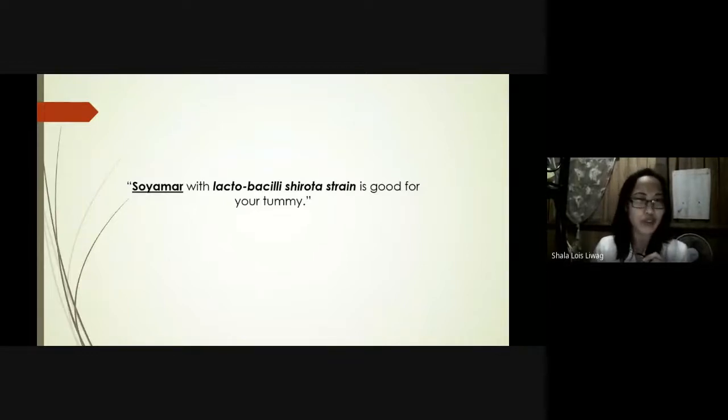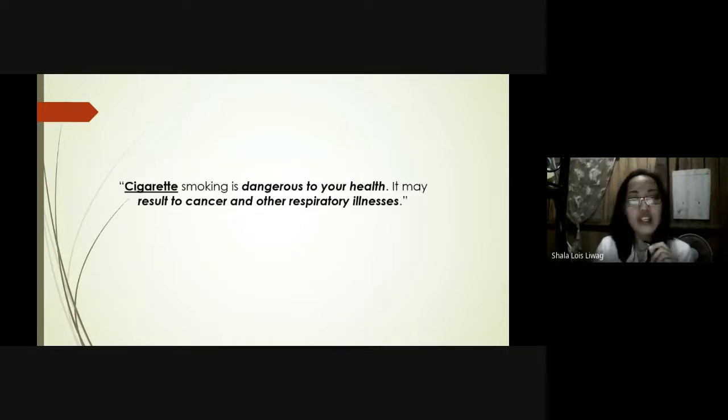Next, appeal to fear. It scares or frightens consumers so that they will either patronize or avoid the product or service. An example of this is cigarette smoking is dangerous to your health. It may result to cancer and other respiratory illnesses. Fear is a very powerful emotion. Through using fear, we are able to influence people.